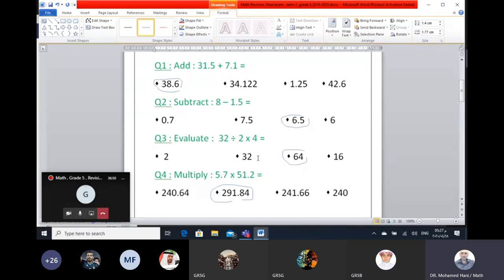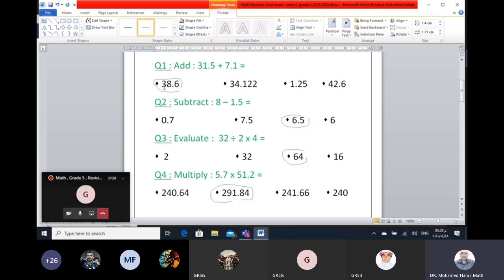Okay, Mister, I didn't understand the last problem. Okay, I will repeat. Just listen, please. The first question, add. We have two decimal numbers here: 31.5 plus 7.5. The order is very important here. Write the first number, then put the second number under it, but always remember to put the point under the point. 7 here, ones, put under ones, and 1 here, tenths, put under tenths. Then you can add.